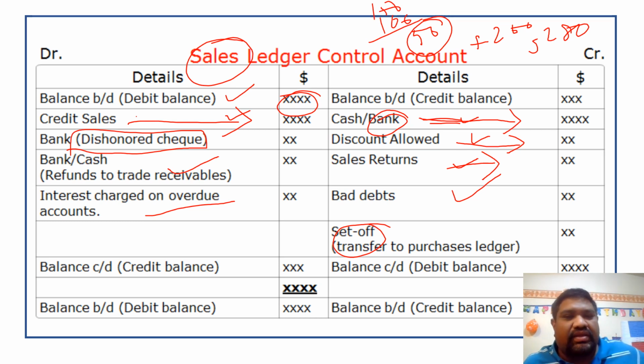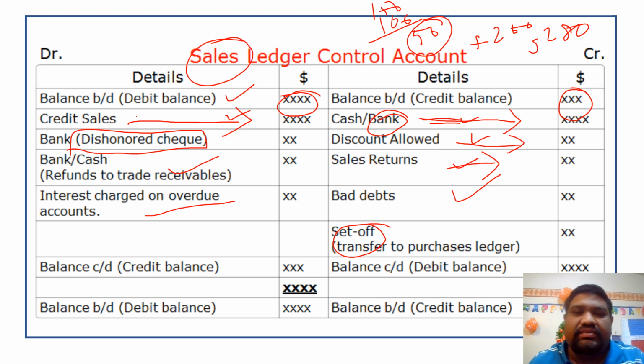Got it? Okay, right. Last minute entries. If we have any last minute entries, instead of disturbing my main ledger books, I'll go with the credit items. Got the point? Because of that, the sales ledger control account shows a debit balance as well as a credit balance. Got it? Yes.